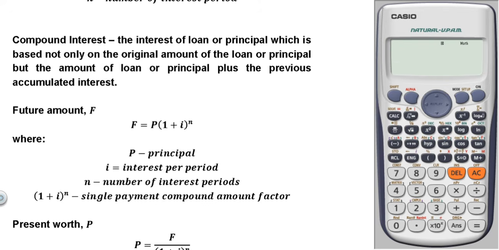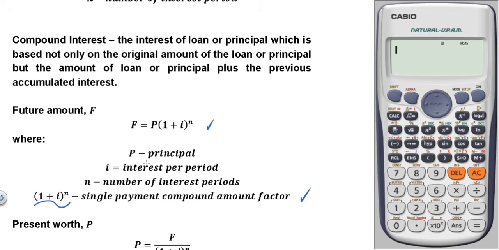Okay, so future amount F is equal to this formula. F is equal to P times quantity 1 plus i raised to N. Okay? P is the principal, i is the interest per period, N is the number of interest periods, and the 1 plus i raised to N is the single payment compound amount factor. Take note of this, no? Lumalabas din to sa mga exams. Okay? Yang single payment compound amount factor.